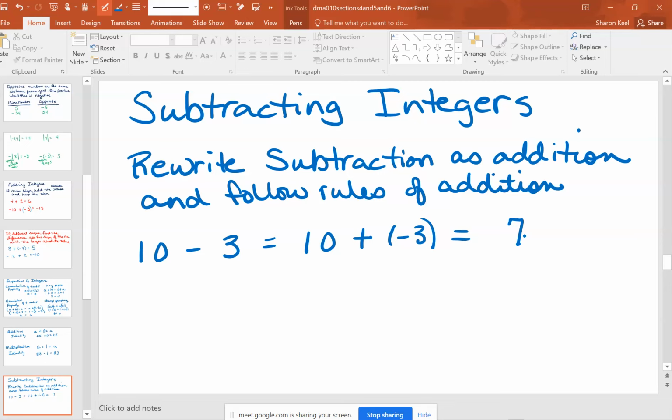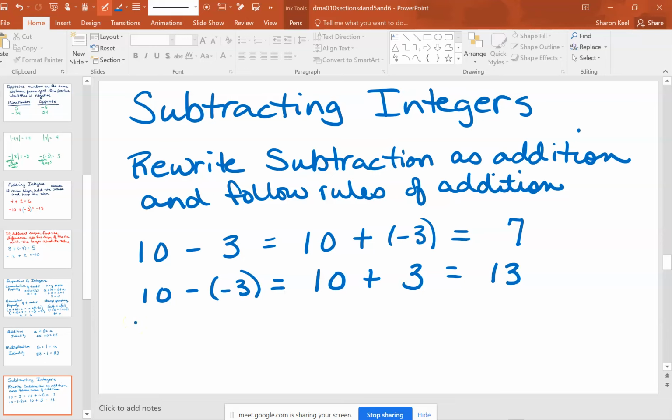The problem is going to come when we have a negative. What if I had 10 minus negative 3? When I rewrite it as addition, I have 10. I change this to plus. The opposite of a negative 3 is a positive 3. And 10 plus 3, they're the same sign. I add them, and they keep the same sign that they have.